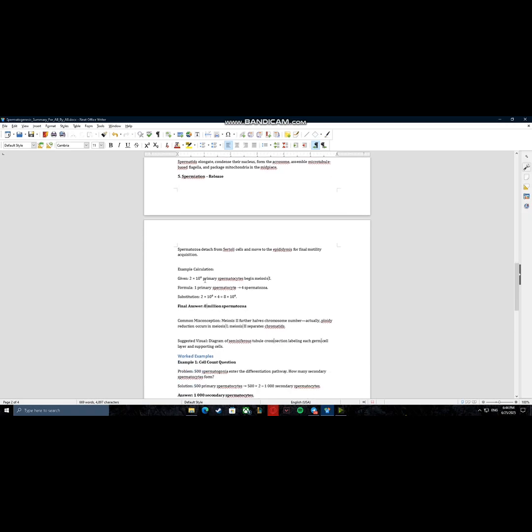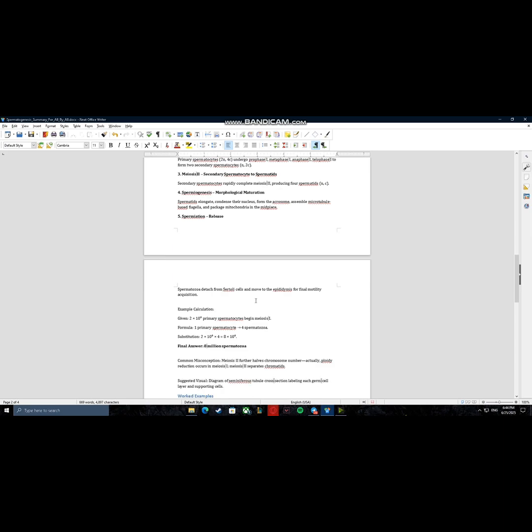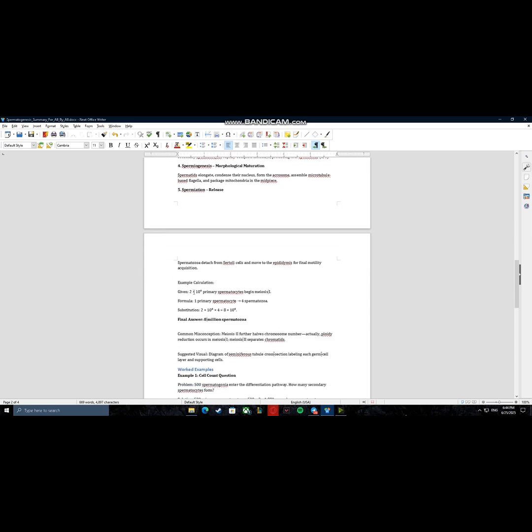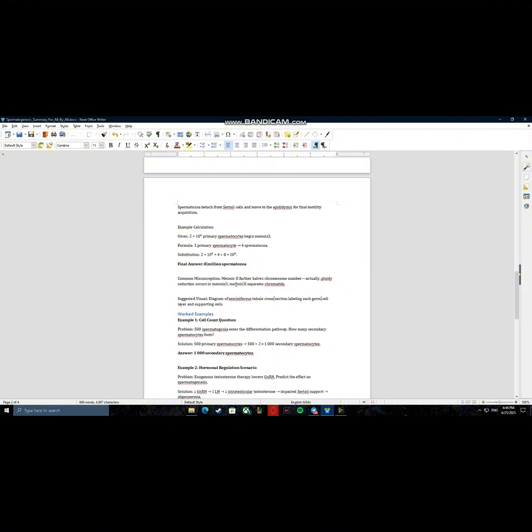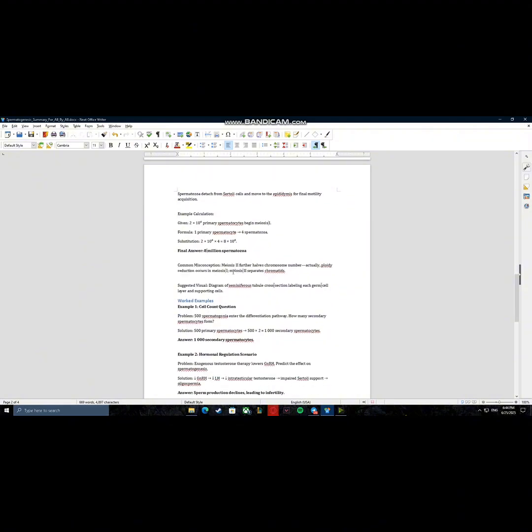Example of calculation. Given 2 times 10 to the power of 6 primary spermatocytes begin meiosis I. Formula: 1 primary spermatocyte gives 4 spermatozoa, as we said. So you just have to multiply this number by 4, which is 8 times 10 to the power of 6, which is 8 million spermatozoa. A common misconception is that meiosis II further halves chromosome number. Actually, ploidy reduction occurs in meiosis I. Meiosis II separates chromatids.